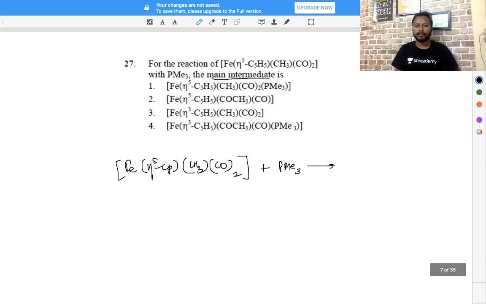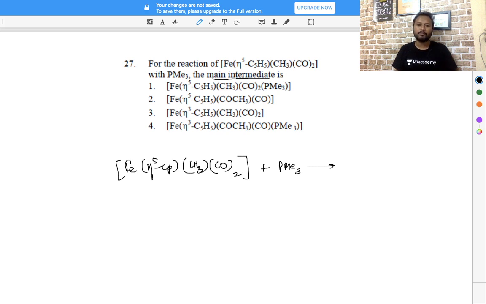Okay, so iron, this was the complex and you are treating it with PMe3. They are asking which is the intermediate. Generally what we do is we try to see that your reactant and the product should be 18 electron species, whereas the intermediate should not be an 18 electron species. So that is one way of finding out what the intermediate will be. So first you should go with the options and look at whether they are 18 electron species or not.